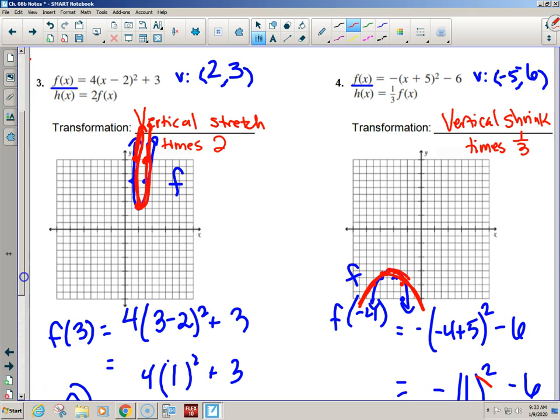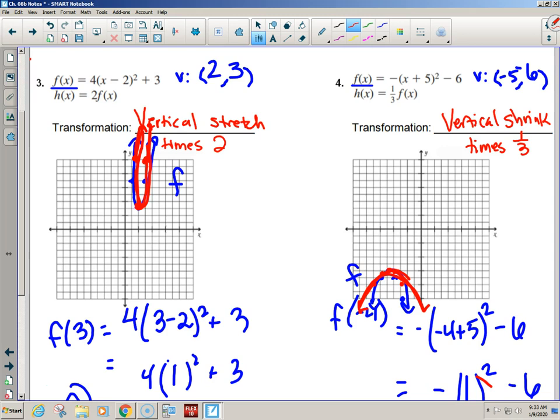He gets shrunk. So I'm going down 1/3 of the distance. Instead of going down the whole 3, I'm only going down 1. Instead of going down the whole 1, I'm only going down a third.